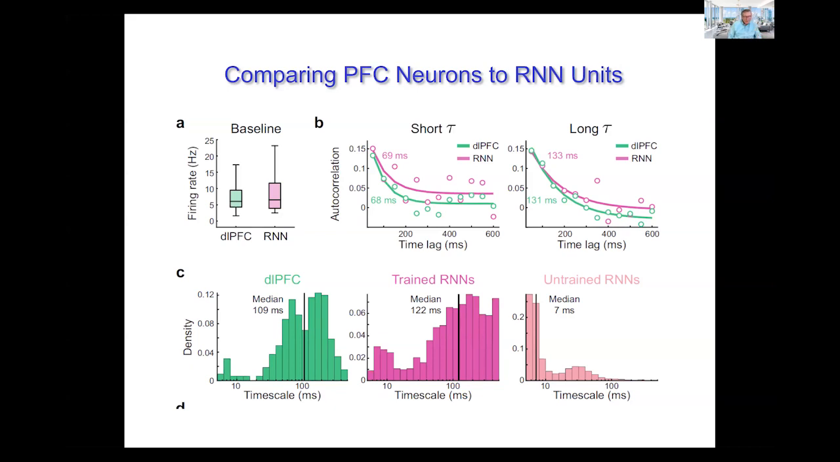Now, the difference with recordings is that, of course, we have access to the network. We can go into the network. We can actually try to assay. We can manipulate it. We can try to get to the bottom of what mechanism it's using.